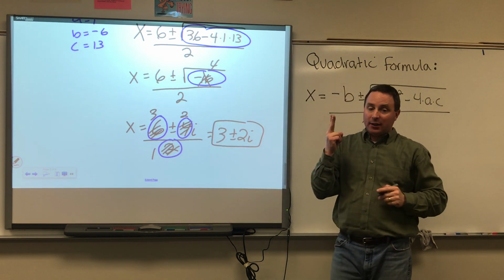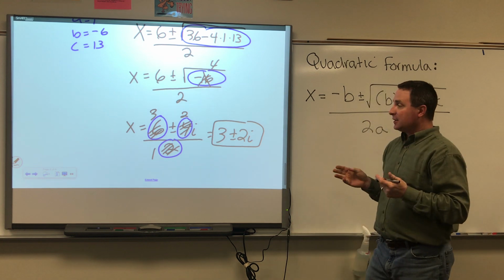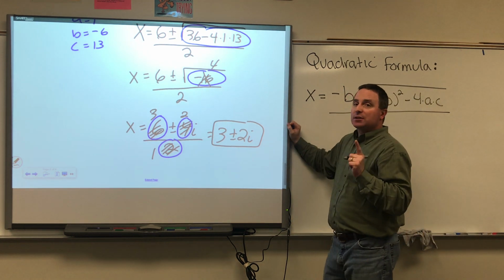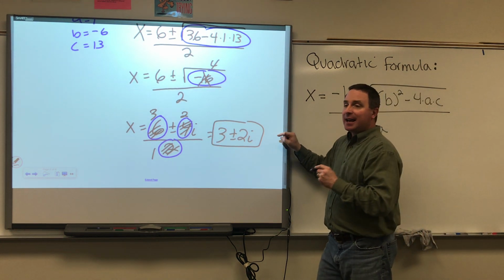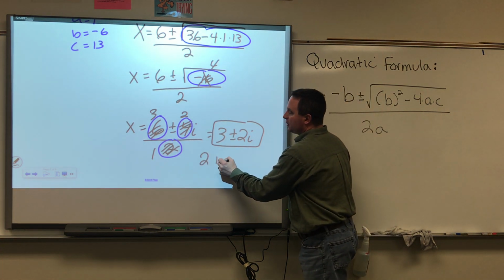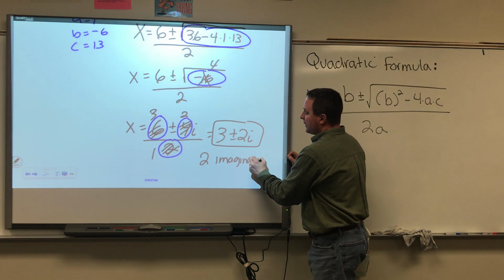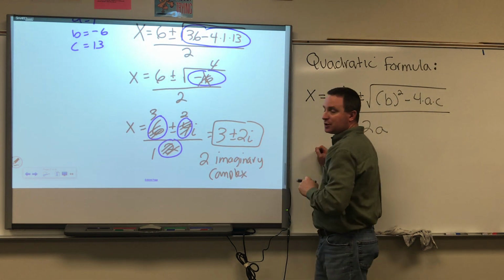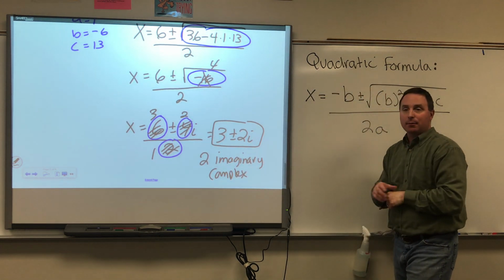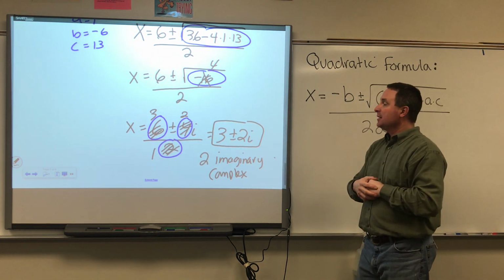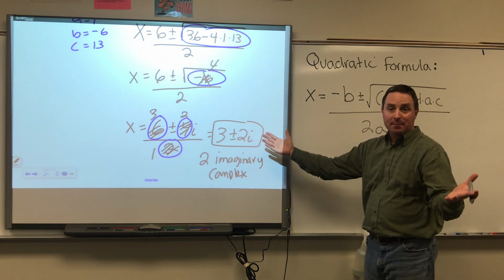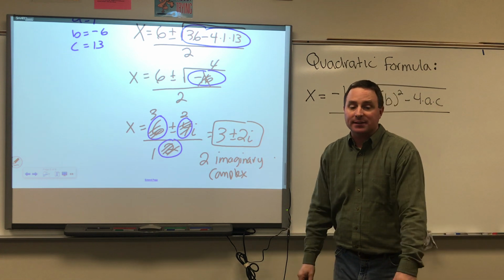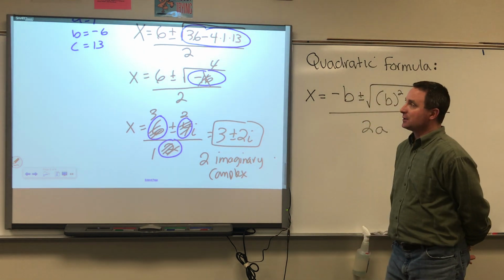Okay, now this also still has 2 solutions, just like all the others did, but they're not real solutions. Because it has an i in it, it's called 2 imaginary solutions. And sometimes the imaginary ones are called complex solutions. Whether you use imaginary or complex doesn't make any difference. I personally use imaginary because it starts with the letter i, and whenever I see an i, it's going to have imaginary solutions.